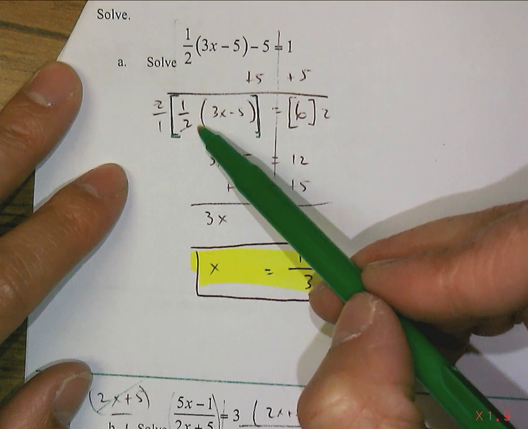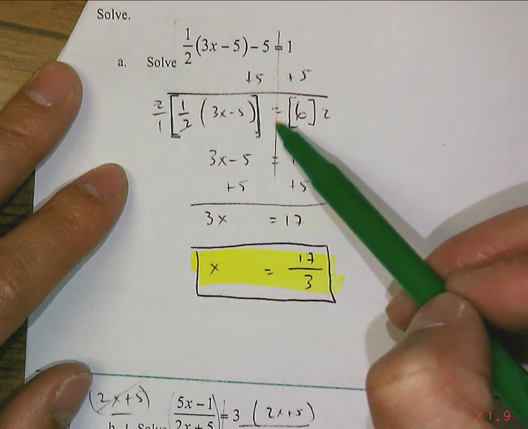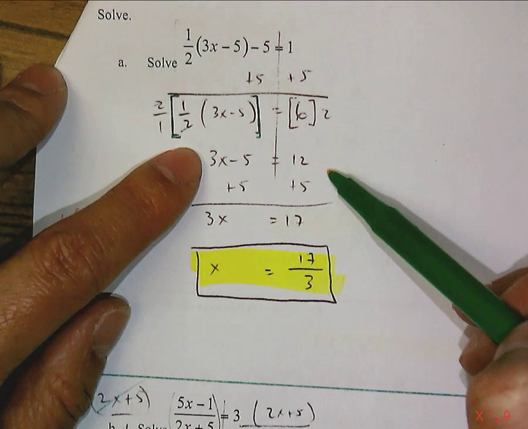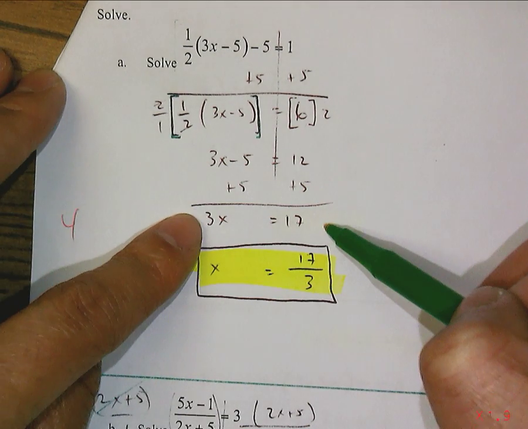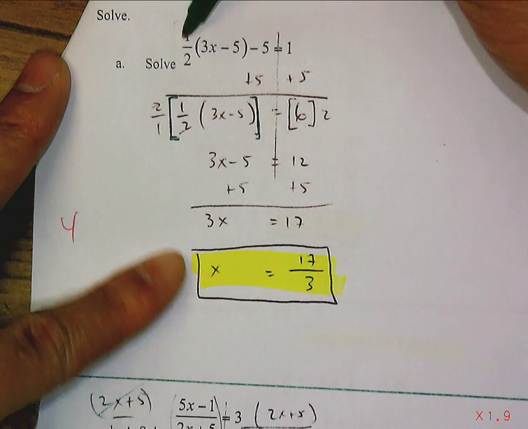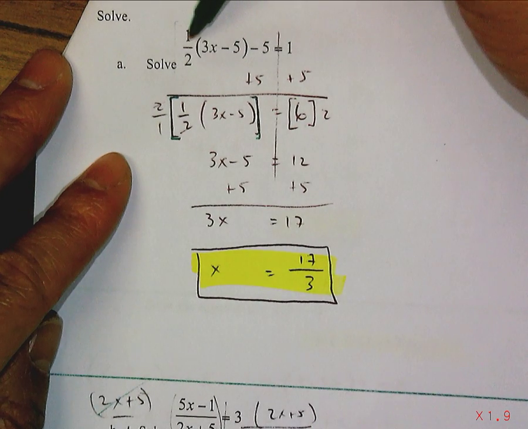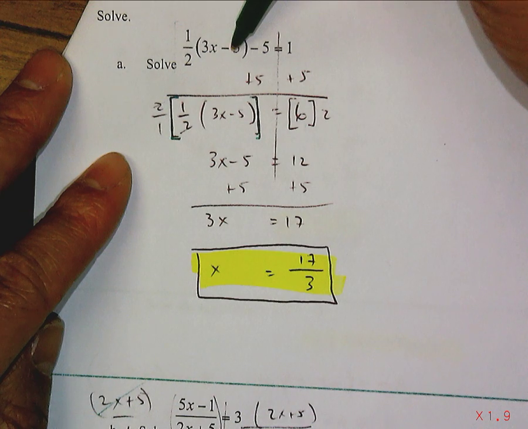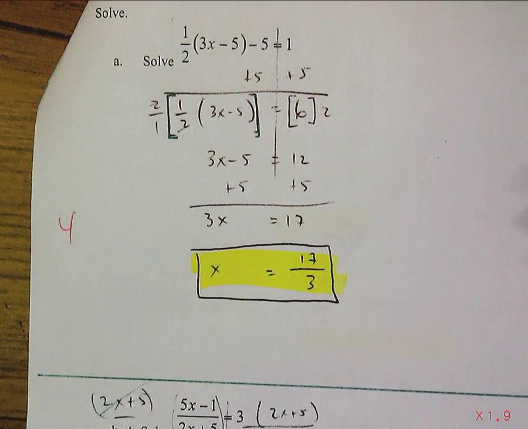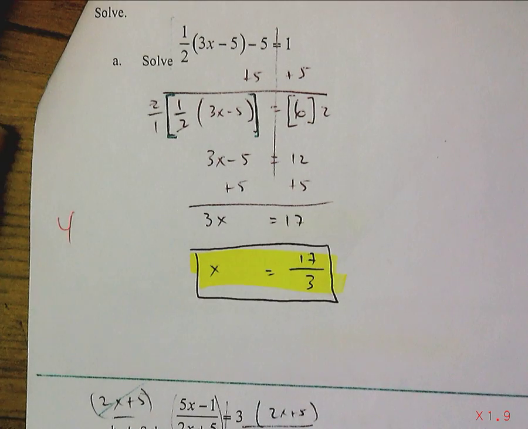I get 1/2 parentheses 3x minus 5 equals 6. Now to get rid of the fraction, I'm going to multiply by 2 on both sides. I get 3x minus 5 equals 12, add 5, divide by 3. Now it's okay if you decided to distribute here. Maybe you got 3/2 x minus 5 over 2. Then you add 5. You would have gotten the same thing. But we don't have to deal with decimals or more fractions.